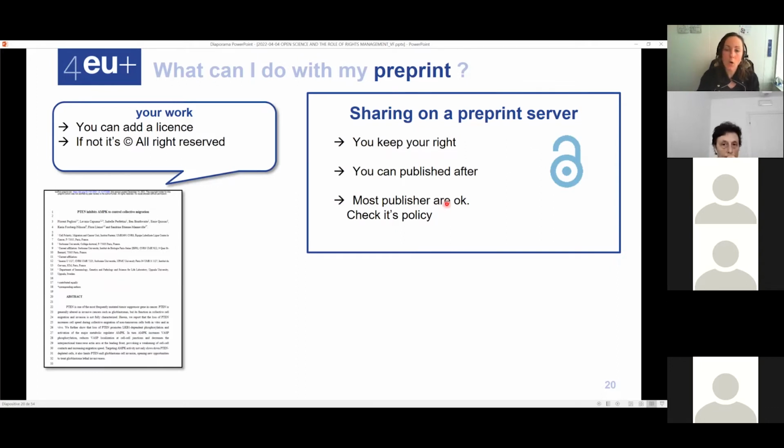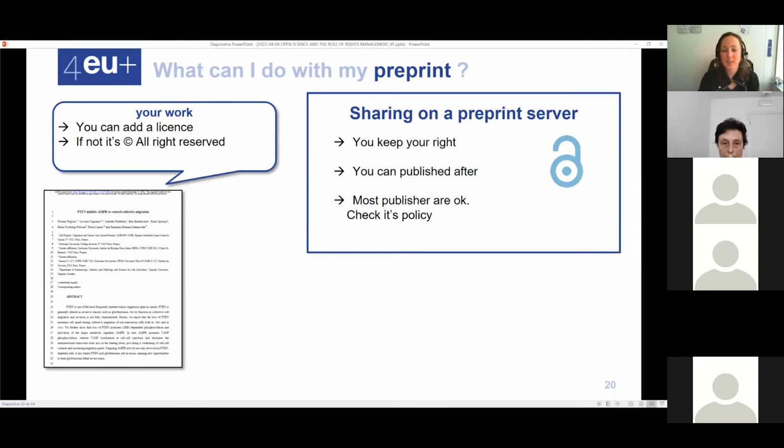Most publishers are okay with this preprint sharing ways of open access. Some no, but most scientific and technical publishers are okay. But if you want to be sure you can do that, you have to check the publisher's policy regarding open access. You can do that on the publisher website, but it's a very complicated maze.